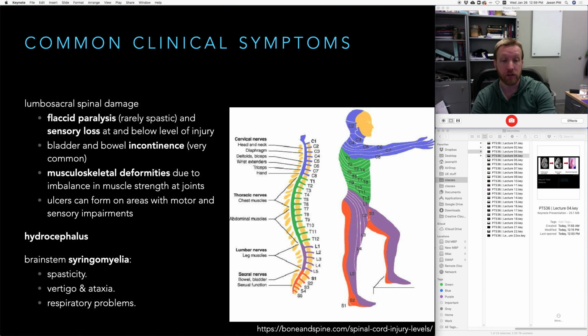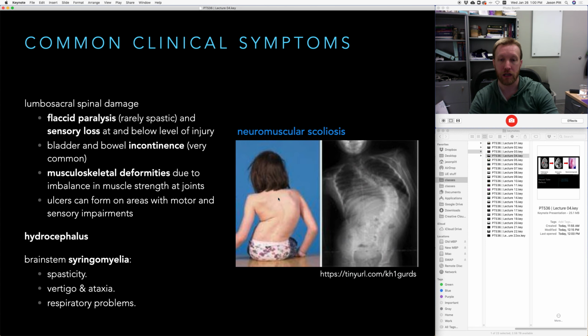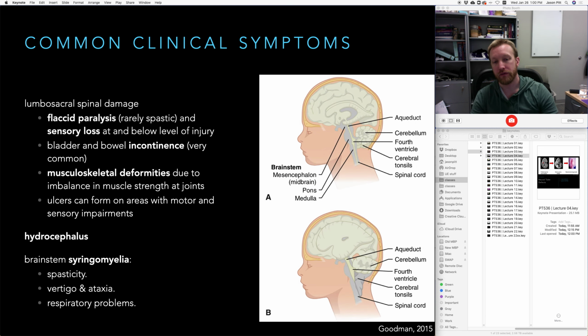Another potential problem is hydrocephalus, or the buildup of fluid in the brain. And this is because of malformation of the nervous system. Right, that's going to affect the formation of the ventricular system, preventing fluid from draining. All right, before we get onto that, let's just remind ourselves what scoliosis looks like. Right, so you can see musculoskeletal deformities because there's an imbalance acting on these joints.